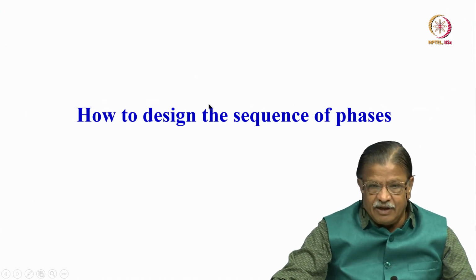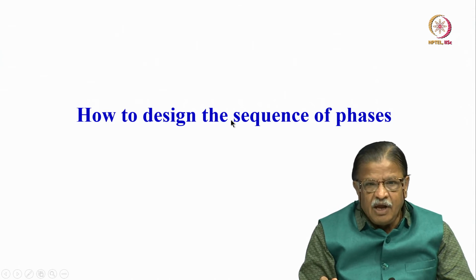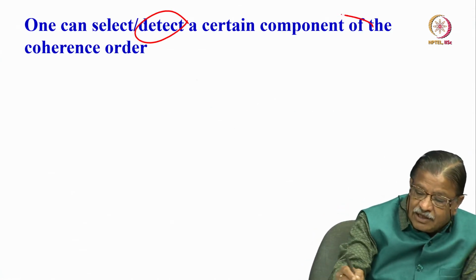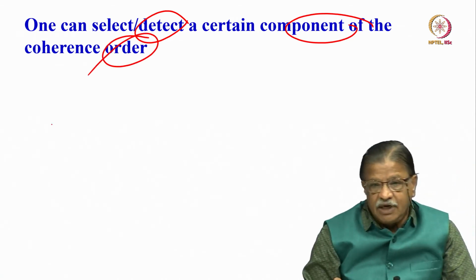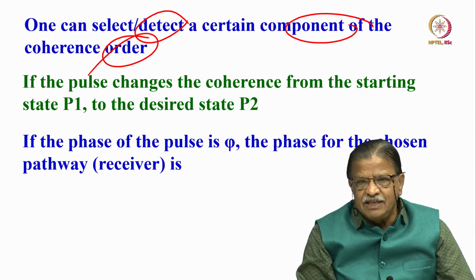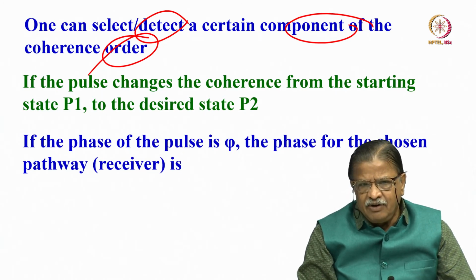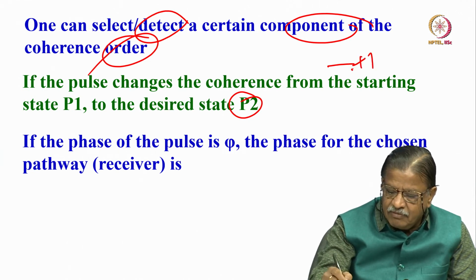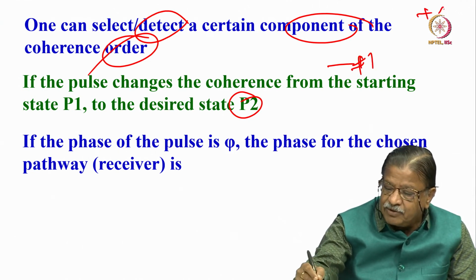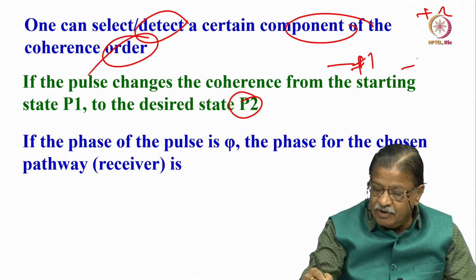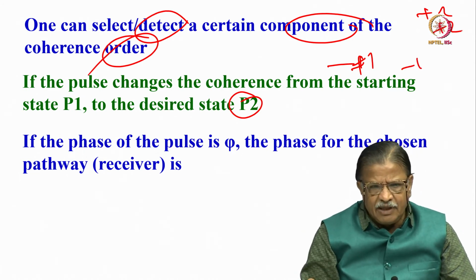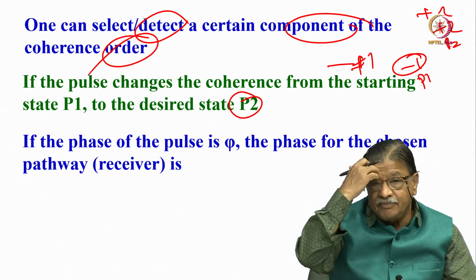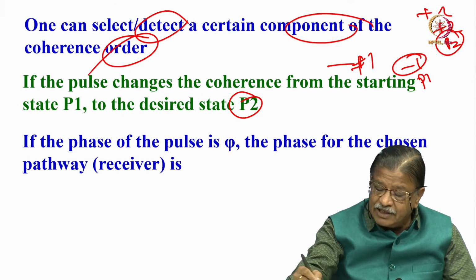As you go ahead, we can find out more of these things. How to design the sequence of phases? One can select or detect a certain component of the coherence order. It is possible if the pulse changes the coherence from starting state P1 to the desired state P2. Let us say I start with minus 1 and then I want to take it to plus 2. It is possible. Now, this is the initial state, that is P1, and this is the final state, P2.